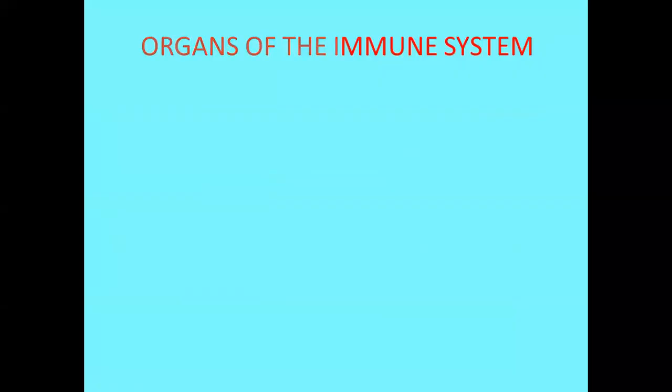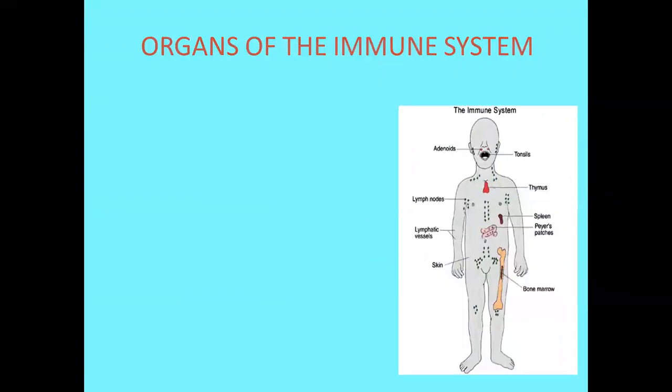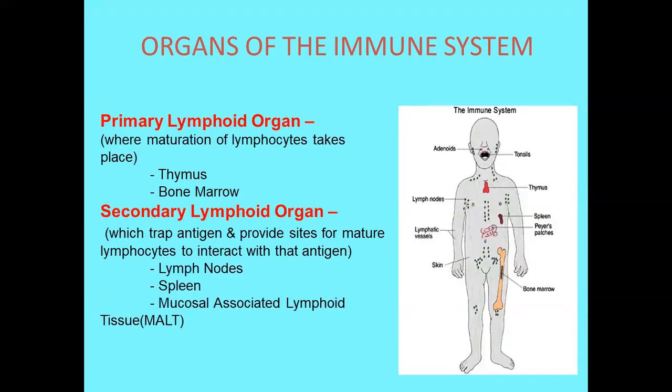The organs of the immune system. The immune system is divided into two types: primary lymphoid organs and secondary lymphoid organs. So what are the primary lymphoid organs? The primary lymphoid organs are the thymus and bone marrow, and this is the place where lymphocytes undergo maturation.